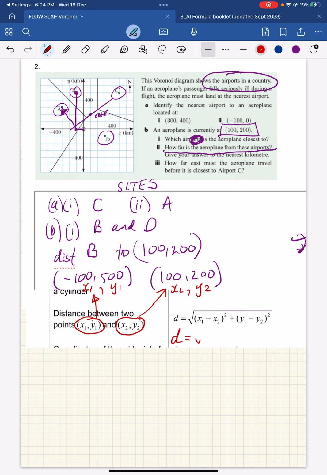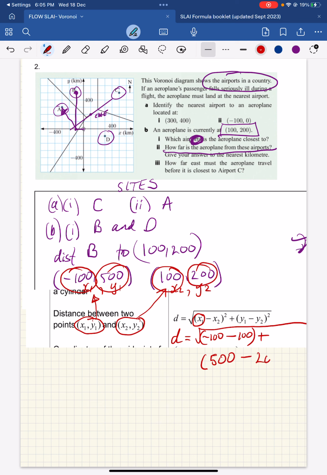The distance is the square root of, let's substitute in, x1, you just take it slowly, negative 100, open bracket, subtract x2, 100, plus y1, 500, subtract y2, 200. And notice there's a square here as well, so we need squared and squared. Then you're really just putting that straight into the calculator, and you press equals, and you will get d equals 360.6, and that will be in kilometers. Always write the units as well.